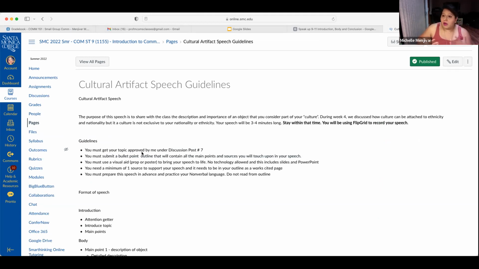During last week when we started talking about culture and all of that, we talked about what a culture is. And basically you are going to be looking at the definition of culture, and you are going to be picking an object, an artifact. It could be anything from clothing, food, musical instruments, something that you keep in your home. It could be anything of that sort. You're going to be picking one of those objects that represents one of the cultures that you belong to. And again, from what we talked about in week 4, a culture doesn't necessarily have to be attached to your nationality, ethnicity, or religion. It can be, but it doesn't have to. So you're going to pick an object that represents the culture that you wish to share with us. And you're going to tell us about that object and how it connects with that culture that you belong to.